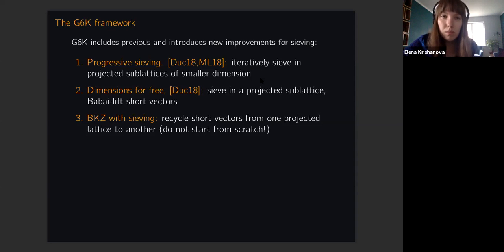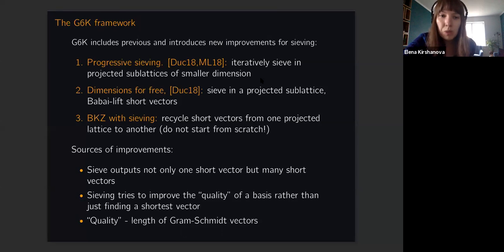Behind all of these improvements, there are basic principles of how to use the output of sieve, or the internals of sieve, in the optimal way, or what we think is optimal. The first one is to notice that sieve outputs many short vectors, not only one. What is also important to understand is that we do not really try to find one short vector, but we want to find many short vectors. Within the run, we try to improve the quality of the basis rather than just outputting one short vector. And the quality is measured, not surprisingly, in the length of the Gram-Schmidt vectors of your basis.